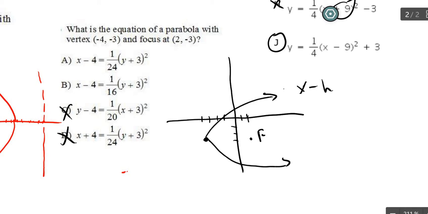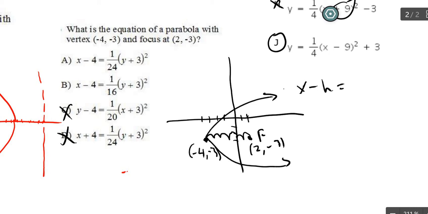Now the only distinguishing feature is the distance from the focus to the vertex. We have to calculate that carefully. This is 2, -3, and then this is at -4, -3. If I calculate from here, I need to go 1, 2 to 0 over there, and then go 4 more, 3, 4, 5, 6. So the distance is 6.